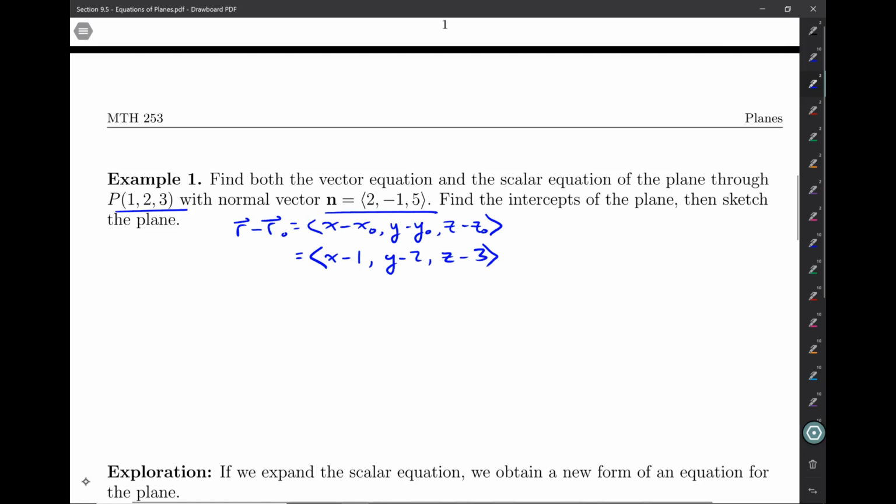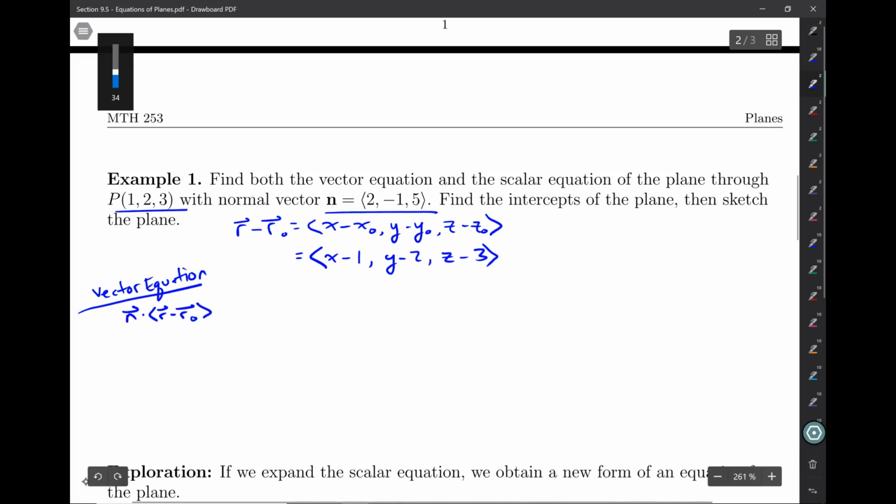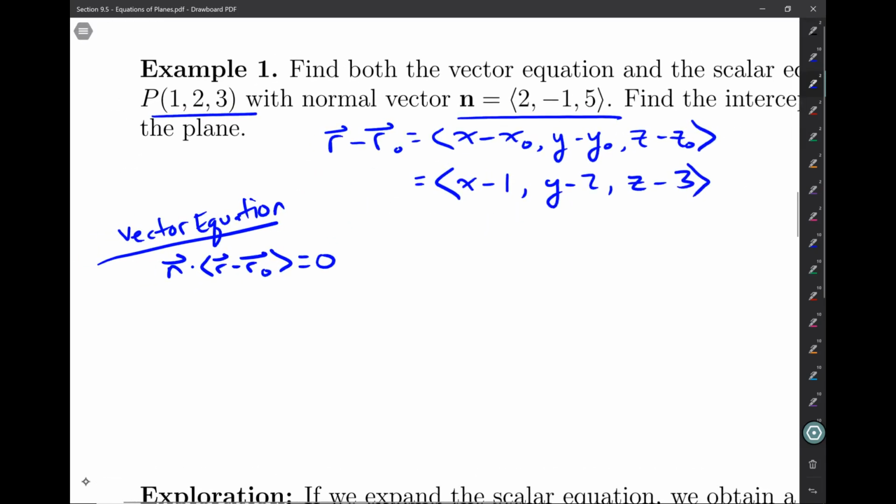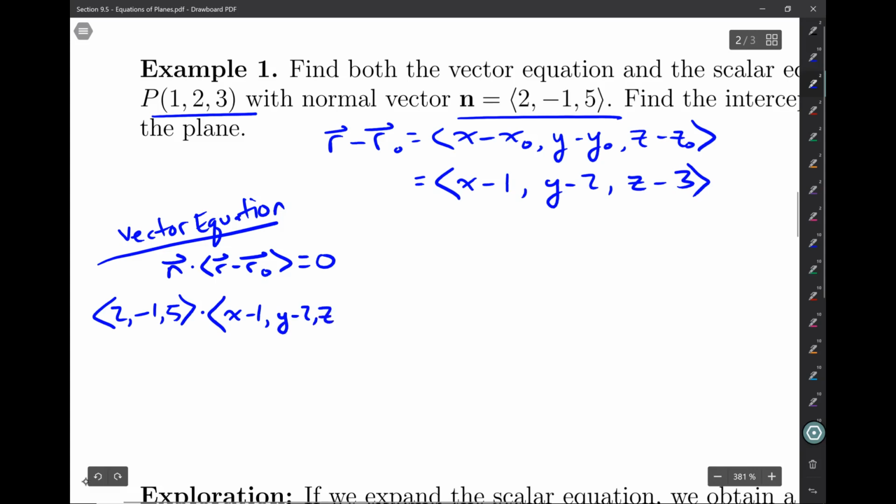So, if we're looking for a vector equation, there are two different forms. I know I have a preference for n dotted with r minus r naught equals 0. This is called a vector equation for the plane. Our vector n is 2, negative 1, 5. And r minus r naught is x minus 1, y minus 2, z minus 3. This is equal to 0. This is known as our vector equation.